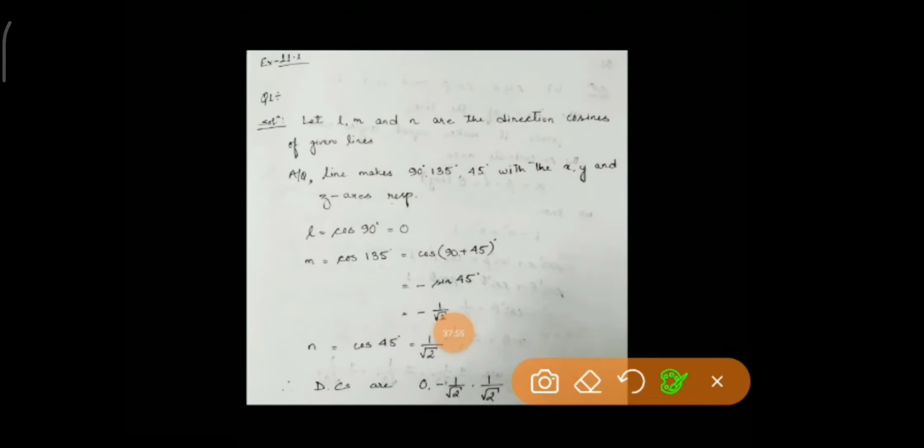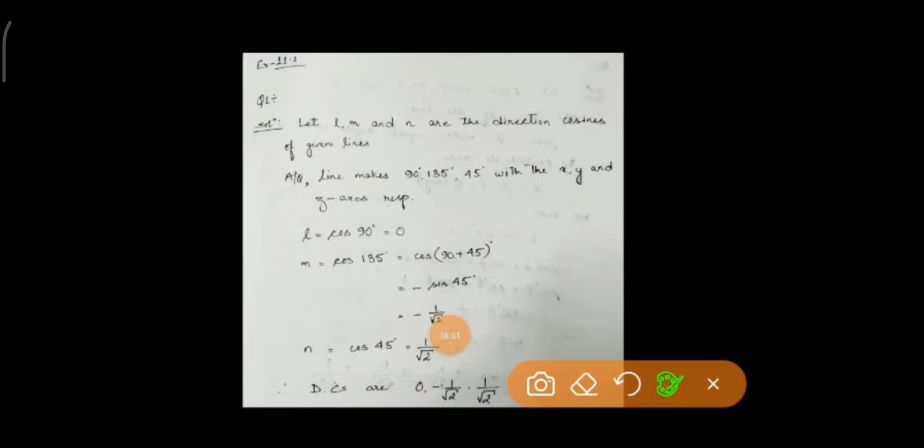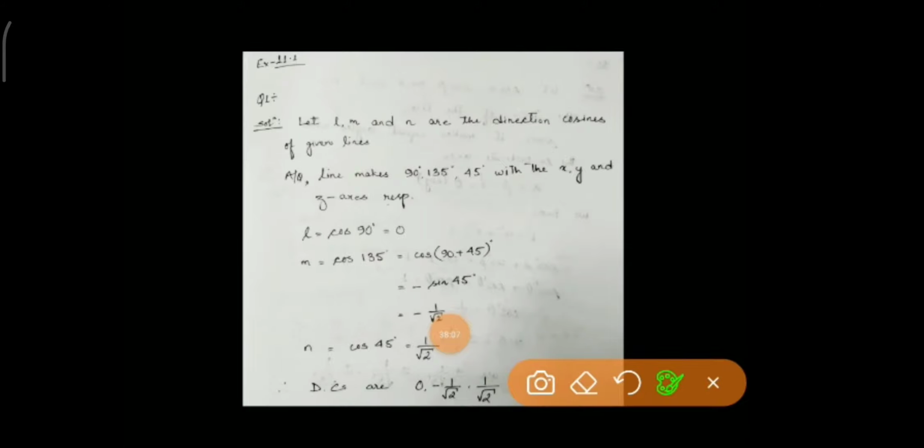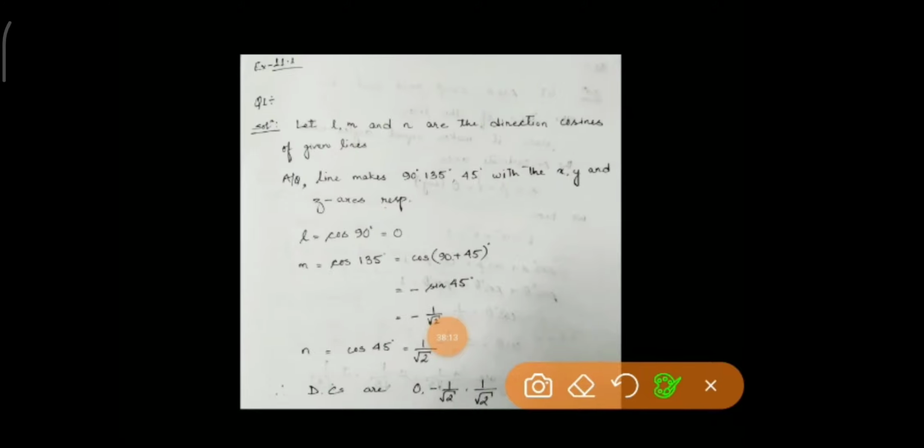I request all of you to take the book and sit along with the book, so that you can see the question from there, because I will not be writing the questions, I will just be solving them for you. So the first question says, if a line makes 90 degree, 135 degree, 45 degree with the positive x, y and z axis respectively, find its direction cosines.